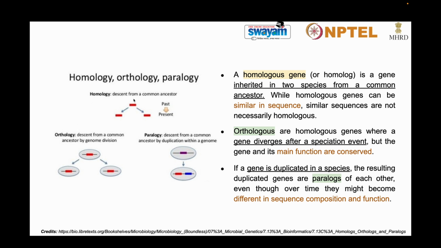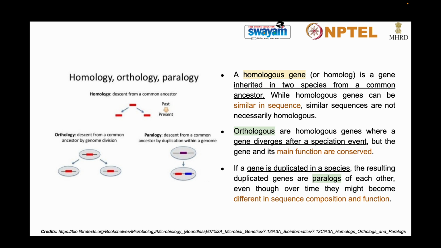So homology means that something is a descent from a common ancestor. When there are two individuals that have arrived from a common ancestor, or there are two genes that have arrived from the common ancestor, then those genes are referred to as homologs or homologous genes.